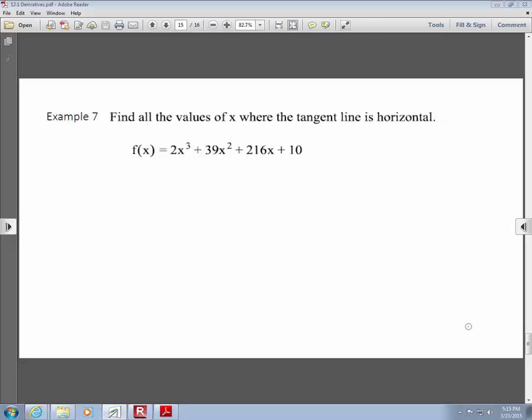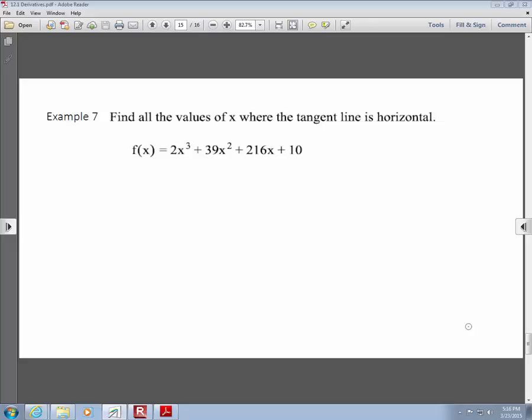Where the tangent line is horizontal, that means where the slope is equal to 0. Find all the x values where the slope is equal to 0. Well, how do you find the slope? You have to take the derivative of the function, right?